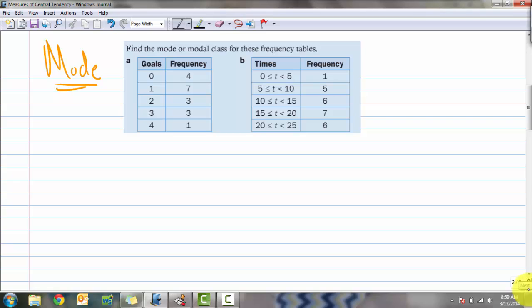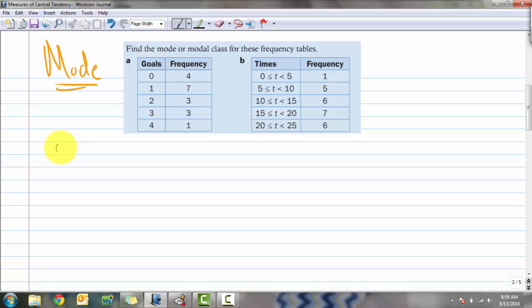Find the mode or modal class for these frequency tables. All right, so mode means most frequent data value. So 7, is 7 the answer? No. Is 4 the answer? No. 4 is a data value, but there's only one 4. You got to understand what this frequency table means. This row means that there are 3 3s, there are 3 2s, there are 7 1s, and 4 zeros.